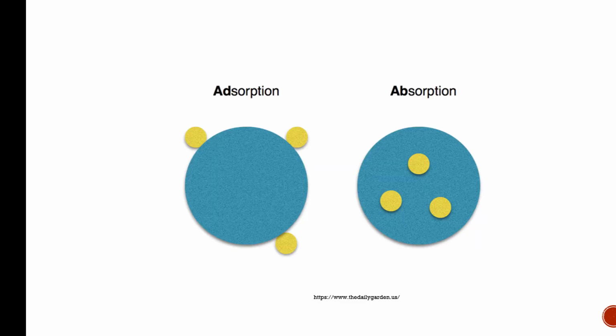And you may have thought I misspoke, but adsorption and absorption are two different things. Adsorption just means that it's going to attach itself to the surface of, in this case, soil. Absorption is when things are taken up, like with roots.